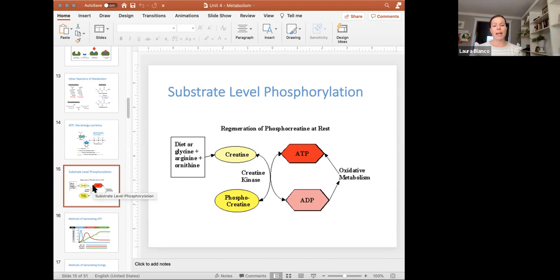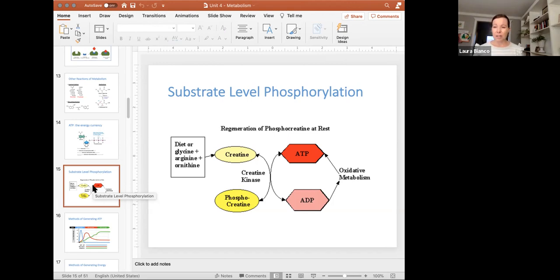So the first way, and this is very quick and easy, but it just doesn't make a lot of ATP. This is the first method of making it. It's called substrate level phosphorylation. So one way that you can make ATP is if you have ADP, which is adenosine diphosphate. You can just add a phosphate group onto it and it becomes adenosine triphosphate, ATP.